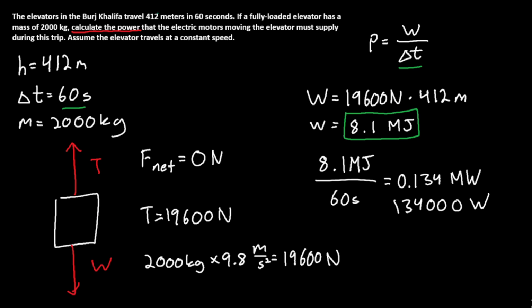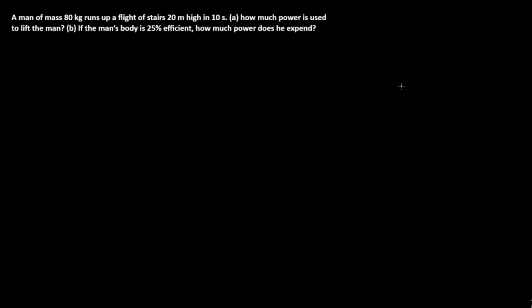So for this problem, you have a man of mass 80 kilos. And he runs up a flight of stairs 20 meters high. So we have the mass written down, 80 kilos, and we have the change in height, 20 meters. These are all important details. We also have our change in time, 10 seconds. How much power is used to lift the man?